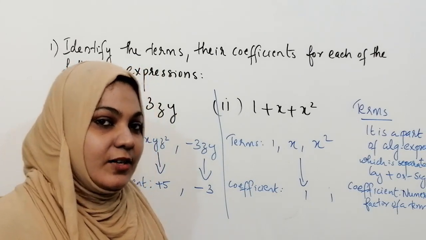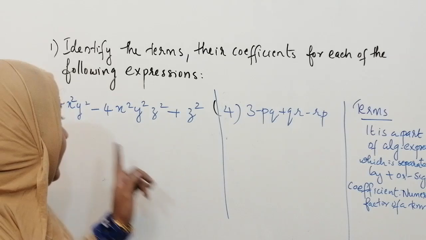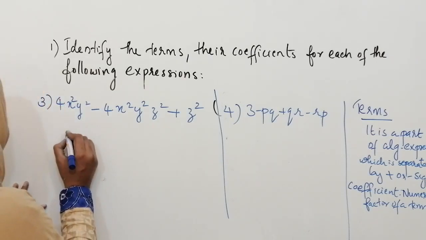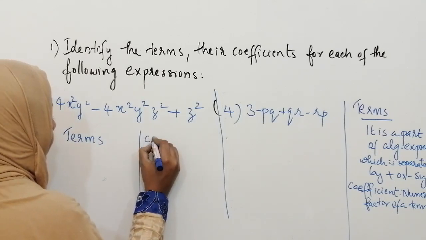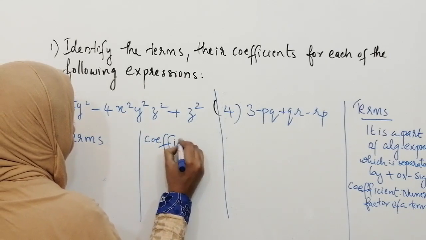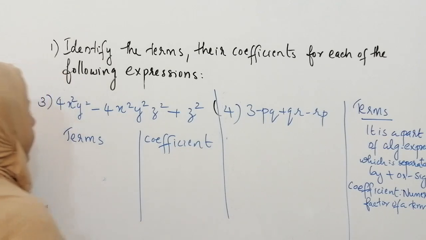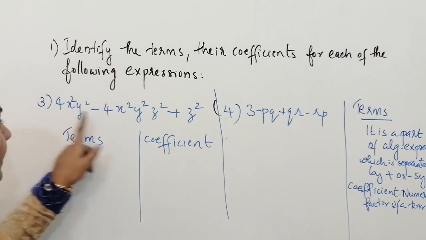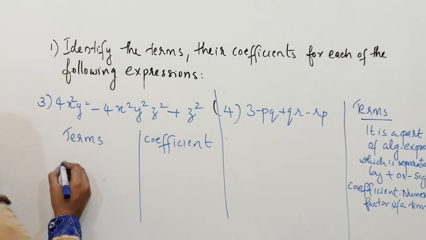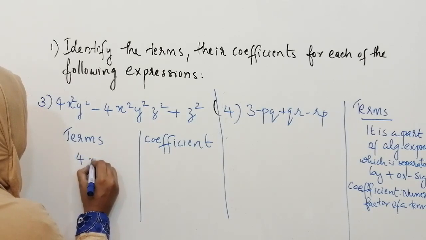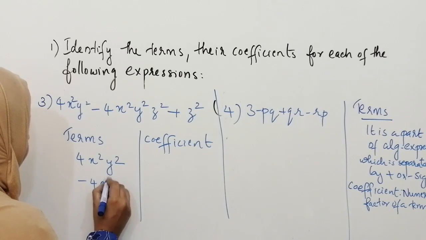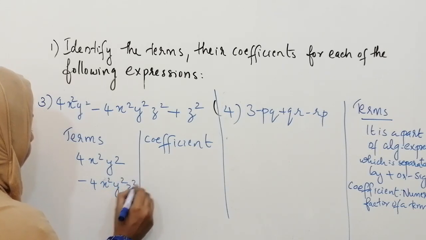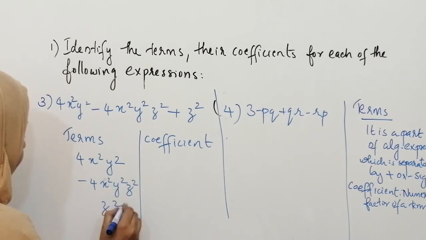Now we can do the third question. Let's solve our third question. So first we have to write terms. Next we can write coefficients. So in this question you know that there are 3 terms. So first we can mention our terms. 4x square y square. Second term is minus 4x square y square z square. And third term is z square.